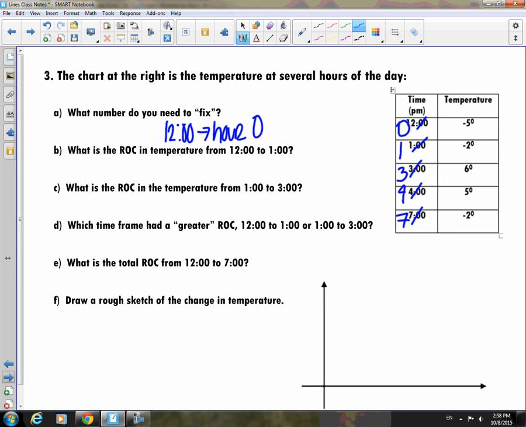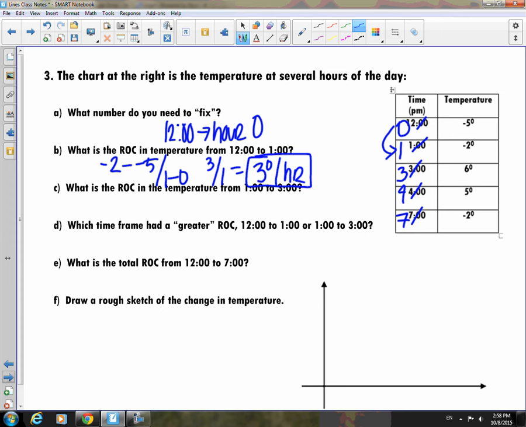So from 12 o'clock to 1 o'clock, we would be looking at -2 minus -5 over 1 minus 0. So -2 minus -5 would actually be 3 over 1, which would be 3. Again, we're doing labels and we're talking about degrees here per hour. So 3 degrees per hour.